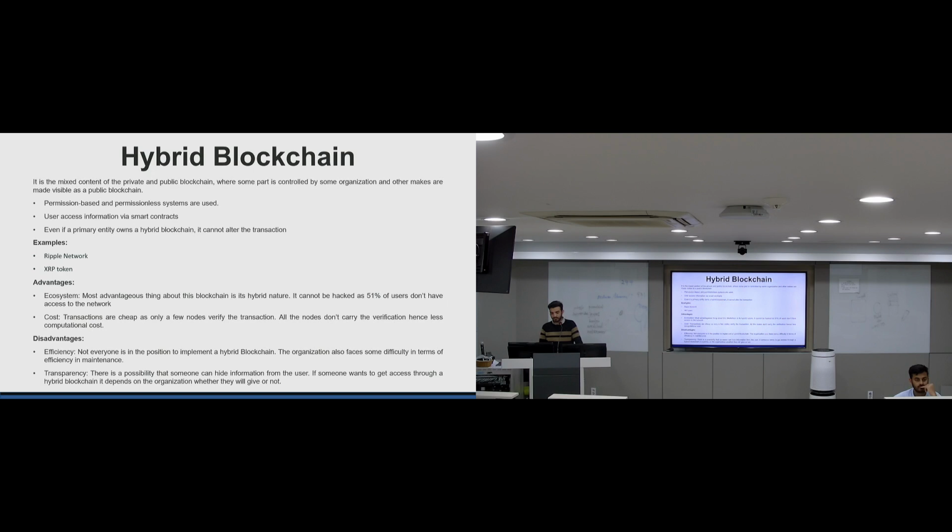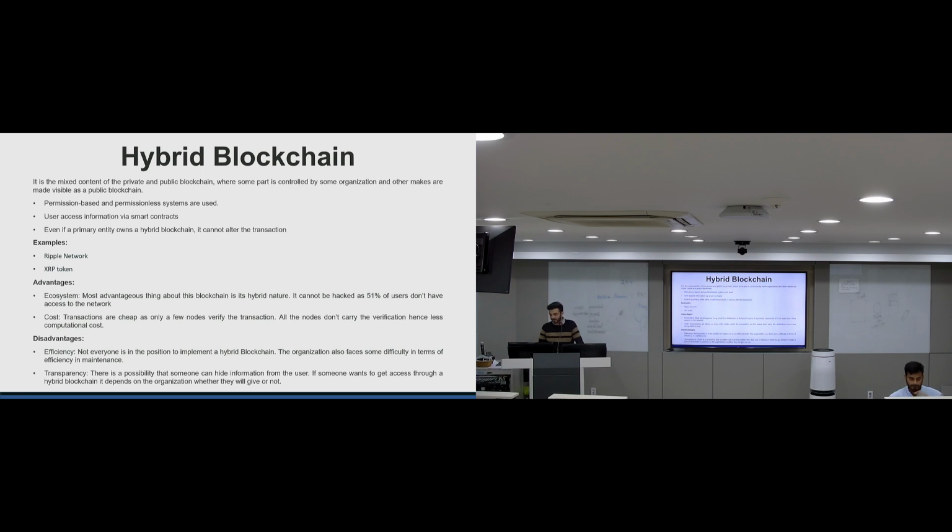Advantages: ecosystem. The most advantageous thing about this blockchain is its hybrid nature. It cannot be hacked, as 51% of users don't have access to the network. Cost: transactions are cheap, as only a few nodes verify the transaction. All nodes don't carry out the verification, hence less computational cost. Disadvantages: efficiency. Not everyone is in a position to implement a hybrid blockchain.